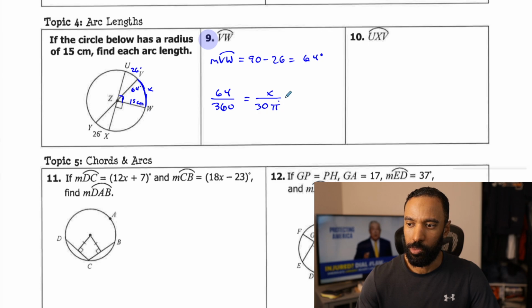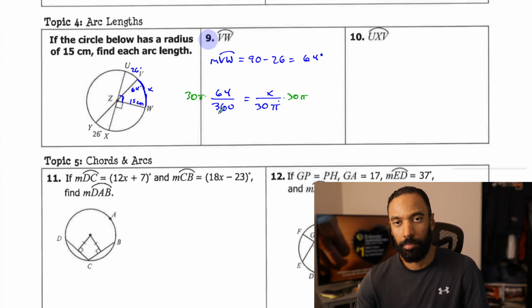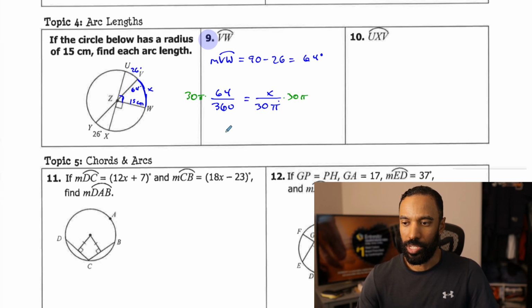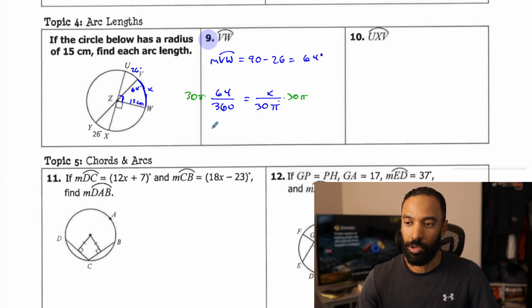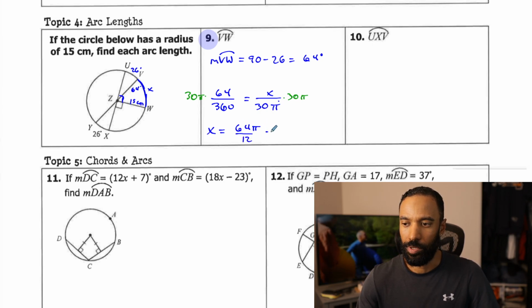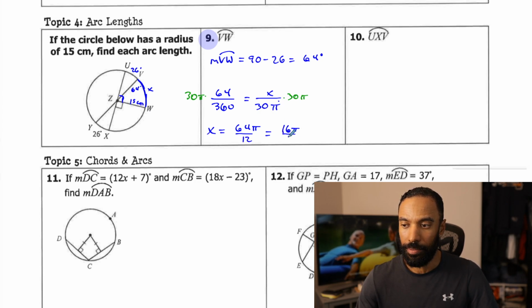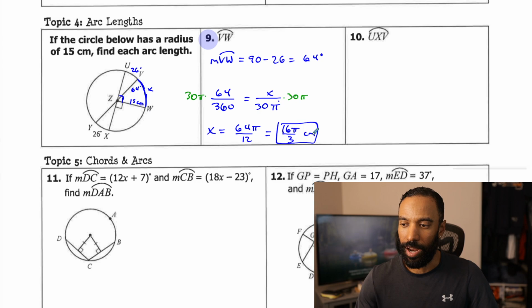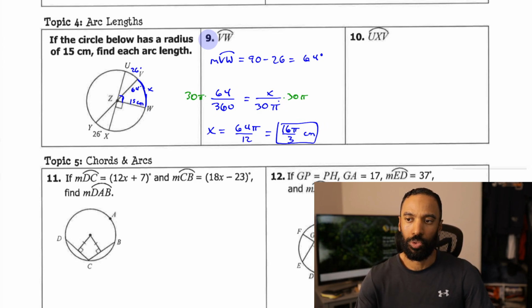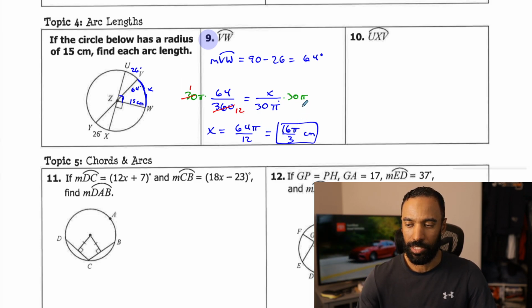In order to solve for x, I'm going to multiply both sides by 30 pi. So let's see how much I can do by hand before I do anything else. 30 over 360 is 1/12. So I could also rewrite this x as 64 pi over 12. And that can reduce even further by becoming 16 pi over 3 centimeters. That's an exact answer for x. Again, that was all fraction reduction. 30 over 360 was 1/12. The pi still exists. 64 over 12, I divided these by 4 and I got 16 pi over 3.